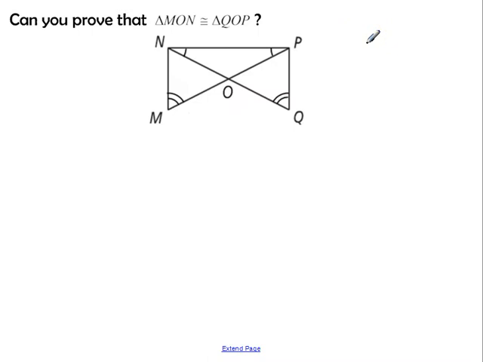Can we prove that triangle MON is congruent to triangle QOP in this last example? So let's start off with what we've been practicing this lesson, separating our triangles. So triangle MON, I'm going to go ahead and trace that here. We have triangle MON. And remember, we need to take any angle markings with it. And then we have triangle QOP, which is found here. And again, we'll take any angle markings inside of that triangle. So I'm going to go ahead and separate the two triangles.